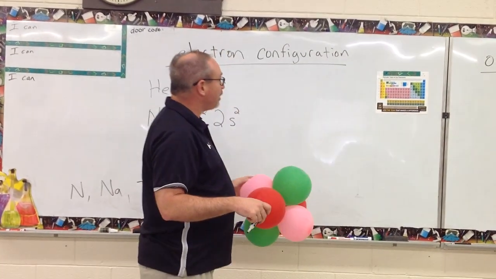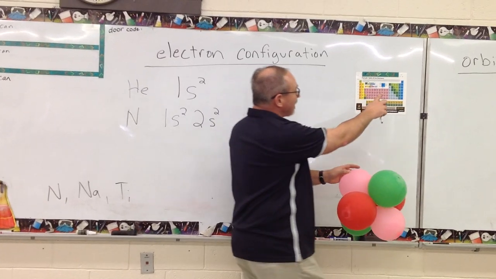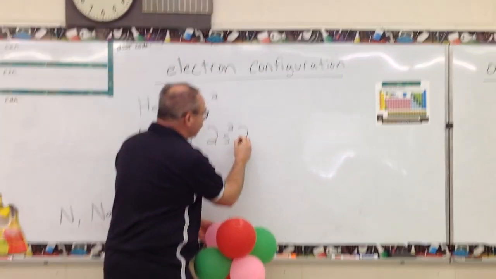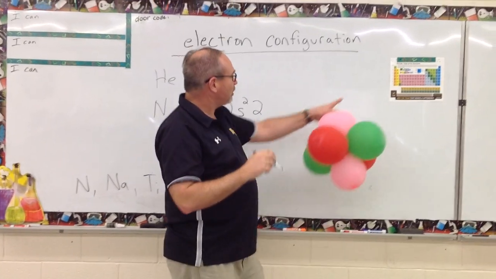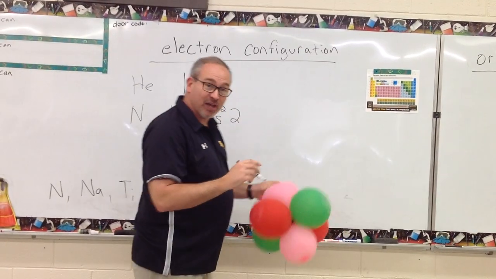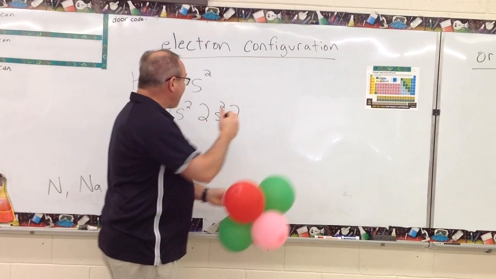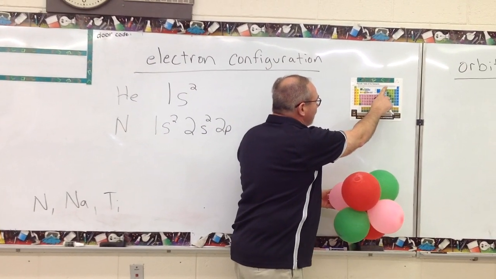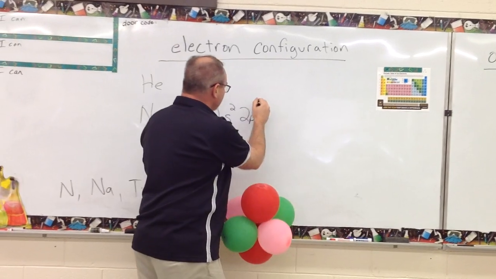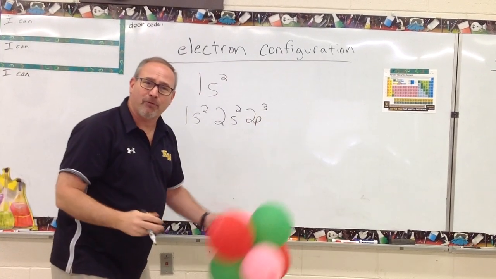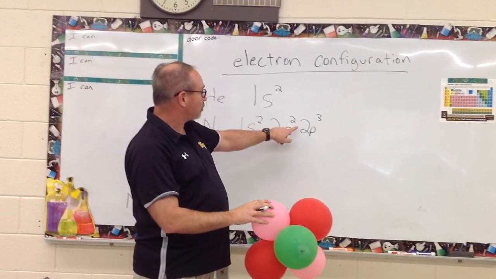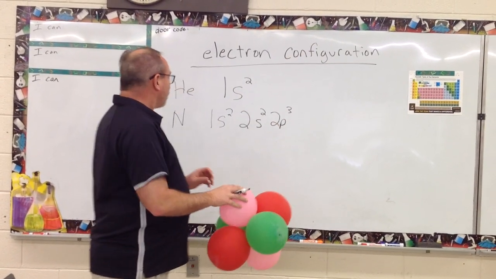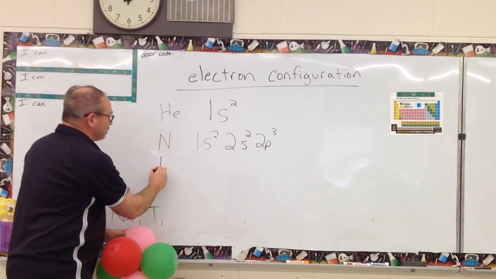But for nitrogen, we only need how many? We're going to count 1, 2, 3. So we're going to say 2p, because it's still on the second level. What shape? The new P. And we count 1, 2, 3. Mr. Key, how do we know if we're right? Add them up. 2 plus 2 plus 3 is 7. Yes, you got it. So let's try one even harder.